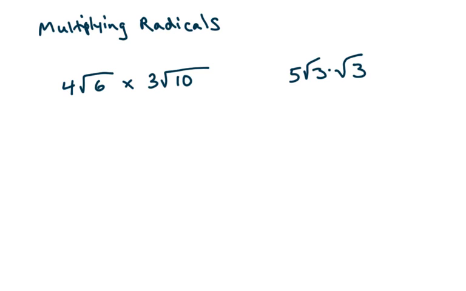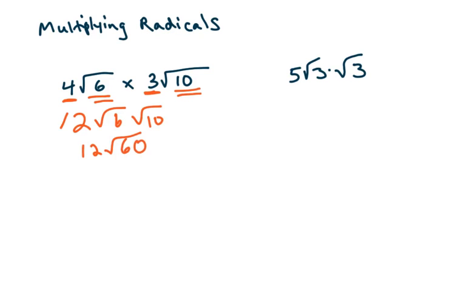That's called the commutative property. So you can multiply the whole numbers first. So you could rearrange this whole thing. It's 4 times 3 times the square root of 6 times the square root of 10. Now the square root of 6 times the square root of 10 is the square root of 60. Now you have to check, can we simplify the square root?